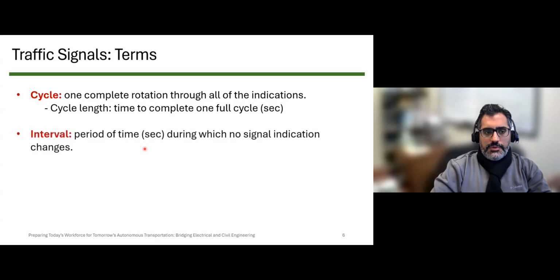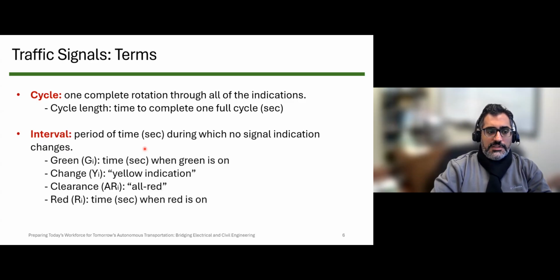We have intervals, periods of time during which no signal indication changes. We have green, change, clearance, and red intervals. Green and red are clear. We know about them as a driver. You've experienced them every time you are crossing an intersection. Same thing for yellow. There is another interval, kind of a hidden feature of traffic signals, called all red. What is all red? I'll talk about it in the lecture today as well. Keep it in mind. We'll get back to this.